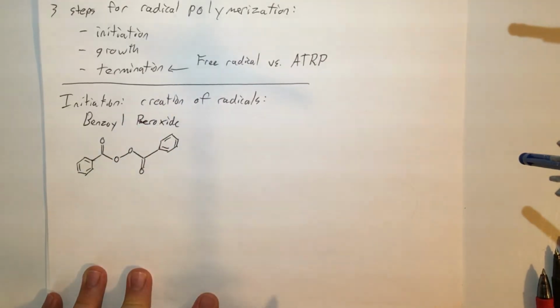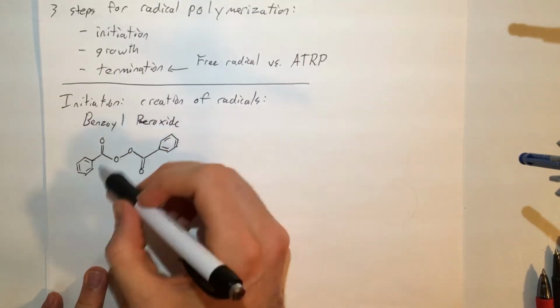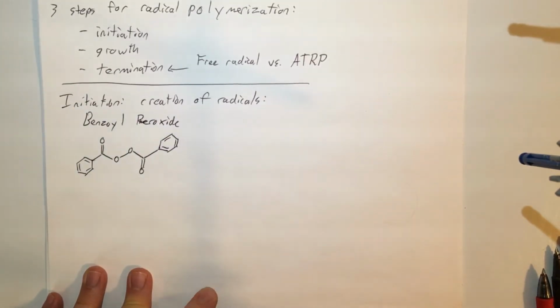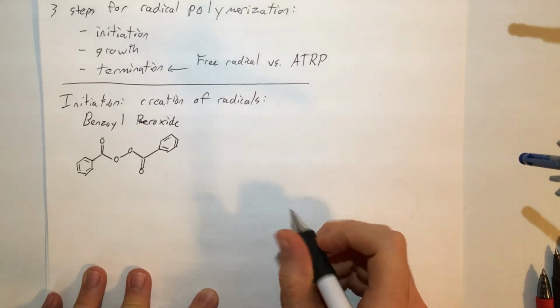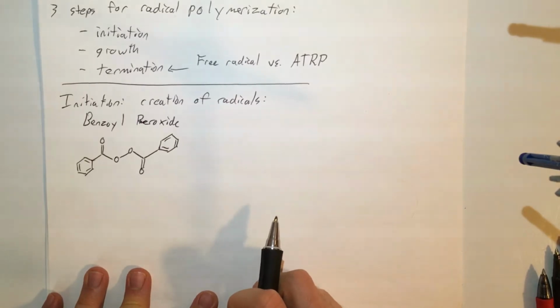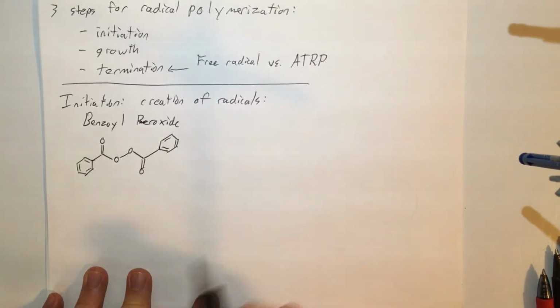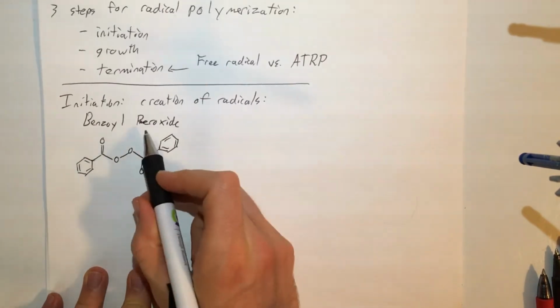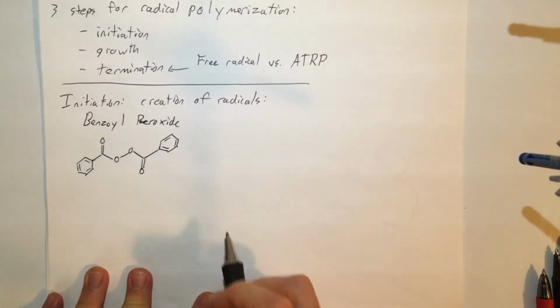You might have heard of benzoyl peroxide in a couple of other contexts besides just radical polymerization. It turns out benzoyl peroxide is a drug used to treat acne, and the creation of these radicals can help suppress the growth of bacteria and also help clear up some oils and stuff like that. But in our context, we're interested in the creation of radicals from benzoyl peroxide.